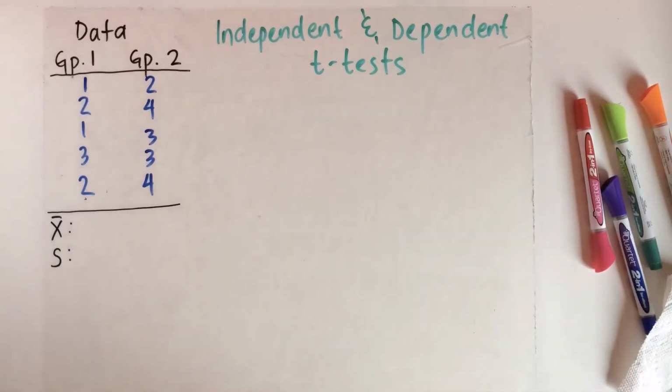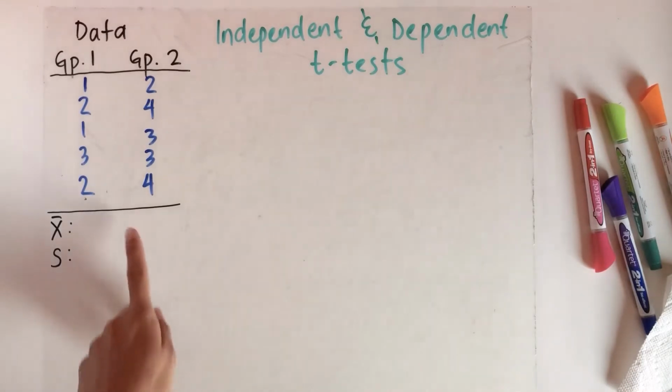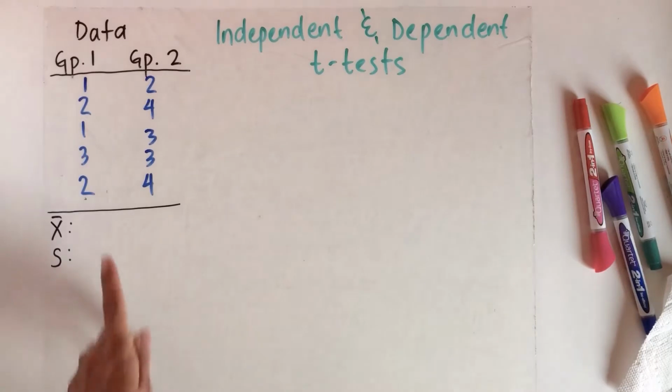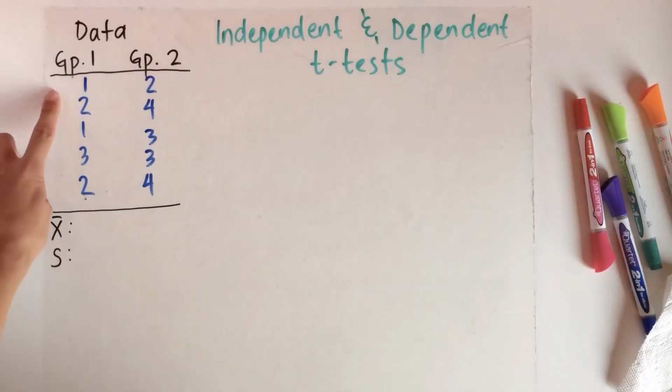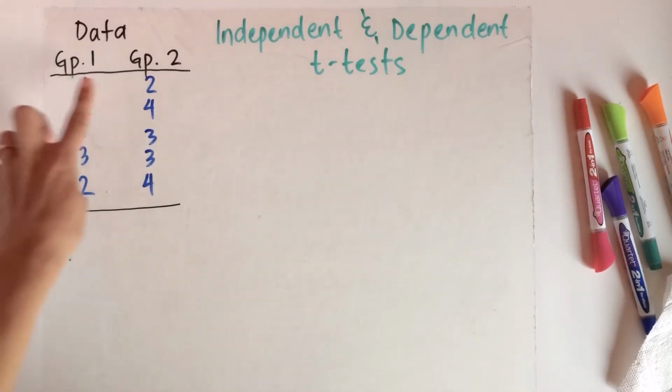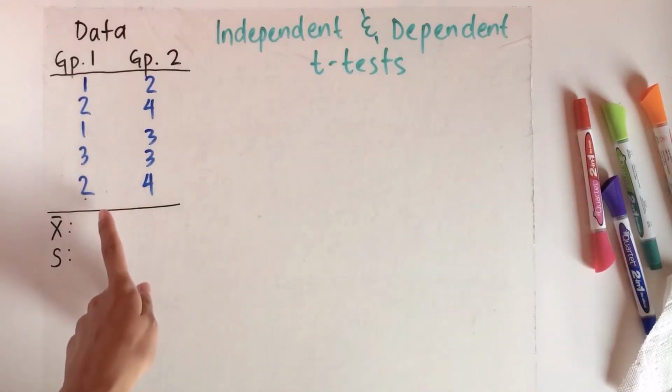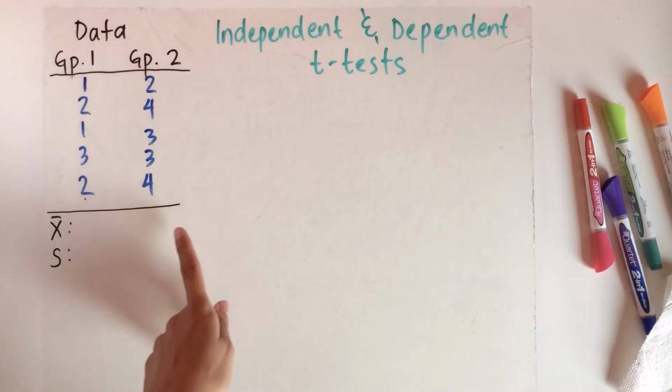Howdy everybody, it's Michelle here, and we are going to run through a hand computation of an independent and a dependent t-test. We're going to be using this pretend data set here, where there are two groups, group 1, or GP for short, and group 2. And group 1 has 5 observations, group 2 also has 5 observations.